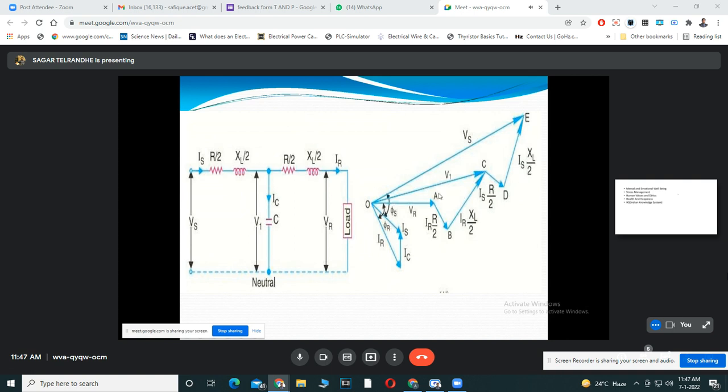Thus, on the whole, what we can do here is connect the starting point of the phasor diagram and the ending point. Thus, we can say that the voltage that we received is the vector sum of each and every voltage, thus providing us the sending end voltage.